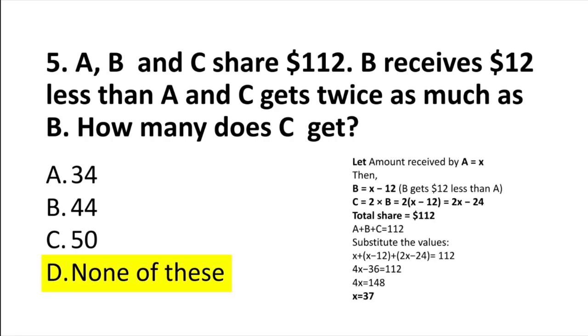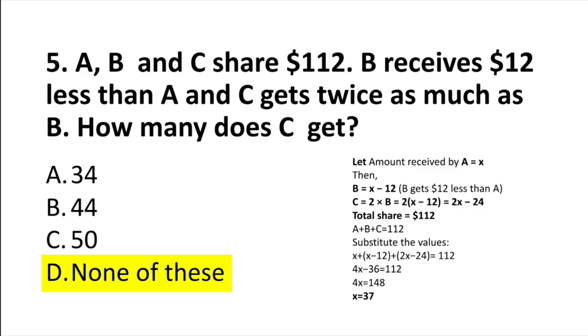Let the amount received by A be x. Then B equals x minus 12, because it's 12 less than A. So B gets 12 less than A, so x minus 12 equals B. And what about C? C got twice of B. So 2 multiplied by (x minus 12), which is equal to 2x minus 24.